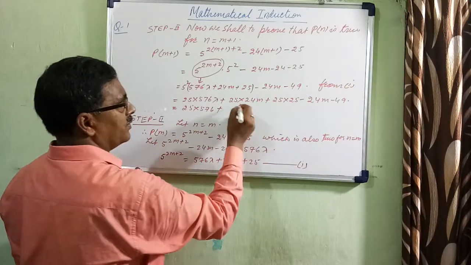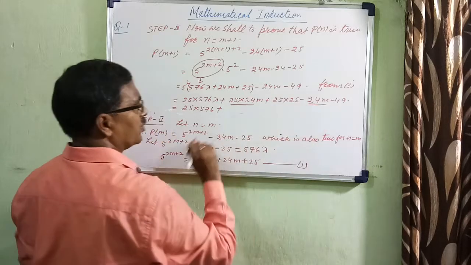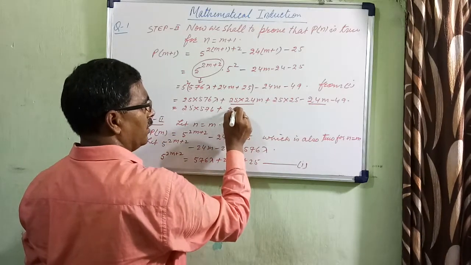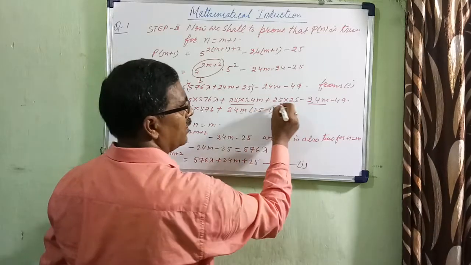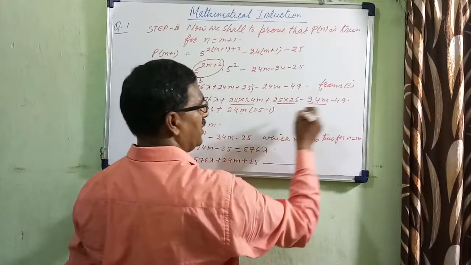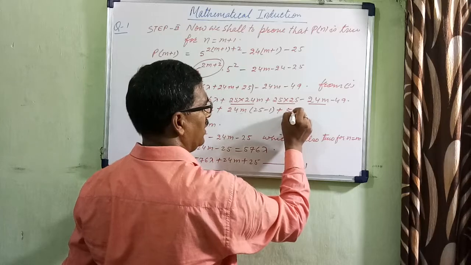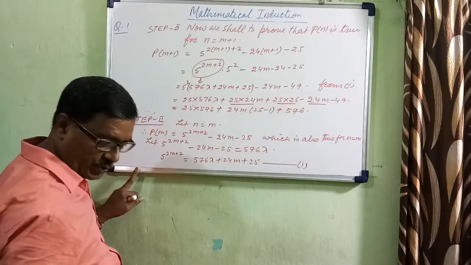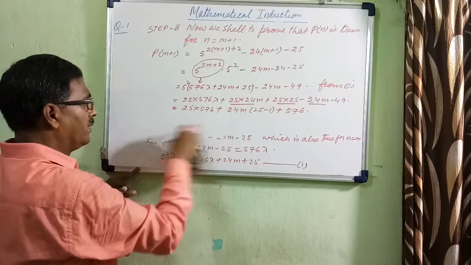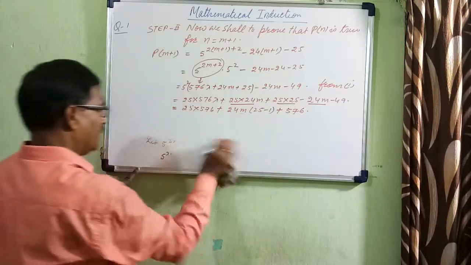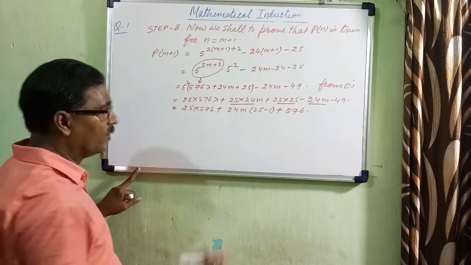Plus, this and this term you take together. What is common? 24m is common, with 25 minus 1, and 625 minus 49 will be 576. When you take this one, what will happen?